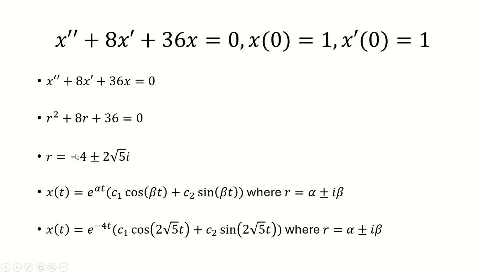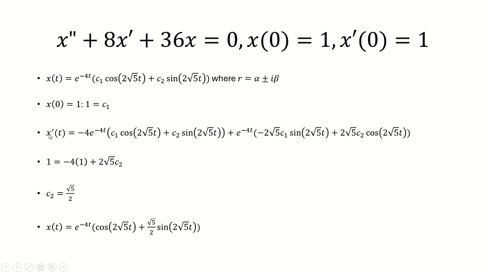Using the quadratic formula, we end up with r is equal to -4 plus or minus 2 root 5 times i. So notice that the i is outside of the square root. Whenever you have complex solutions, x of t is going to be of the form e raised to the alpha t times constant 1 times cosine beta t plus constant 2 times sine of beta t. And here r is going to be alpha plus or minus i times beta. So using r is -4 plus or minus 2 root 5 times i, we clearly see that alpha is -4 and beta is 2 root 5. So we'll make that substitution to get to this.